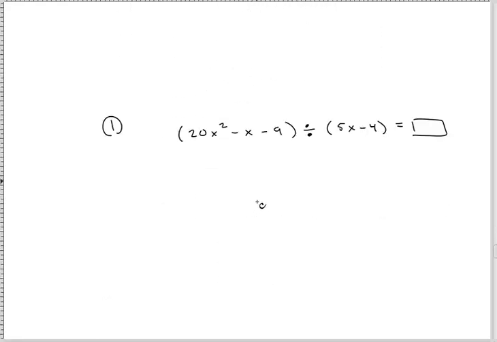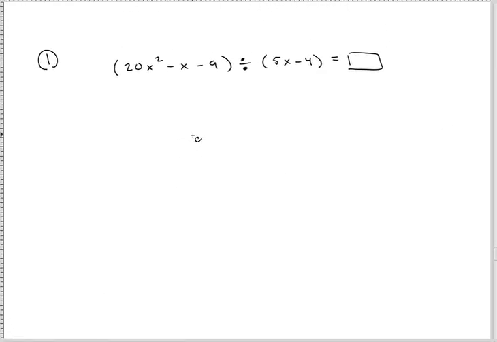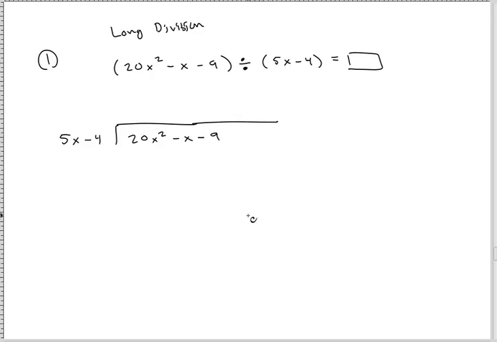So, let's get right to it. We've got a long division problem. It even says use long division, and so, let's do long division. This is going to take a while, so here we go. I got 5x minus 4, and we're going to divide this into 20x squared minus x minus 9. Okay, that's how I set it up. And let me go through all of the procedure, every step.